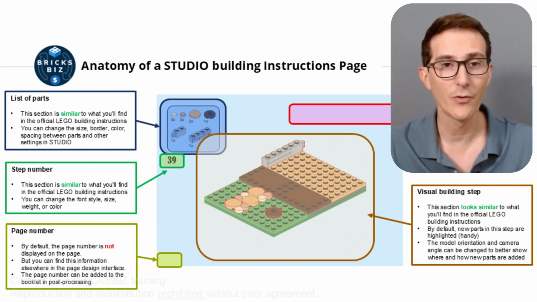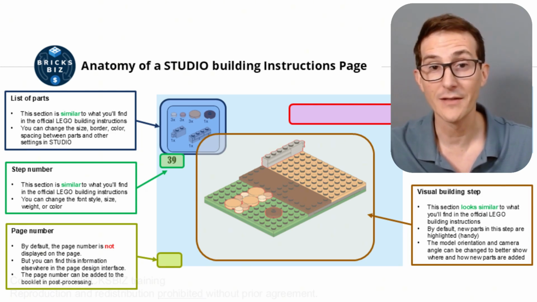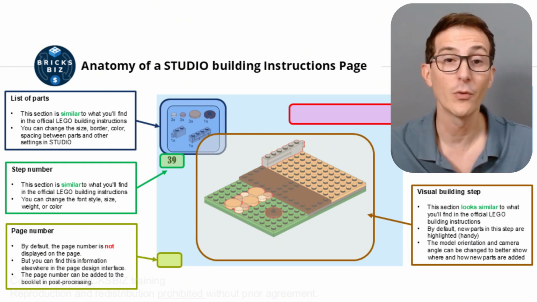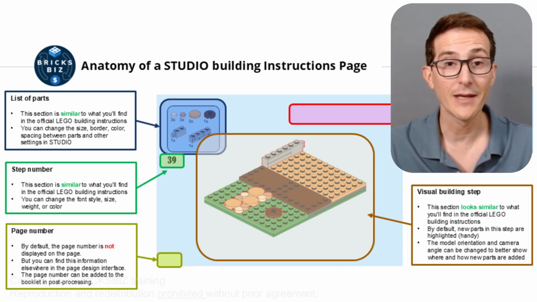Next, you can view the step number. This section is also similar to what you'll find in the official LEGO building instructions. And in Studio, you can modify the style, size, font type, and color. As with the parts list, you can also change where this information is displayed. However, you will see that the page number is not displayed in Studio. You can still find this information in the page design interface.